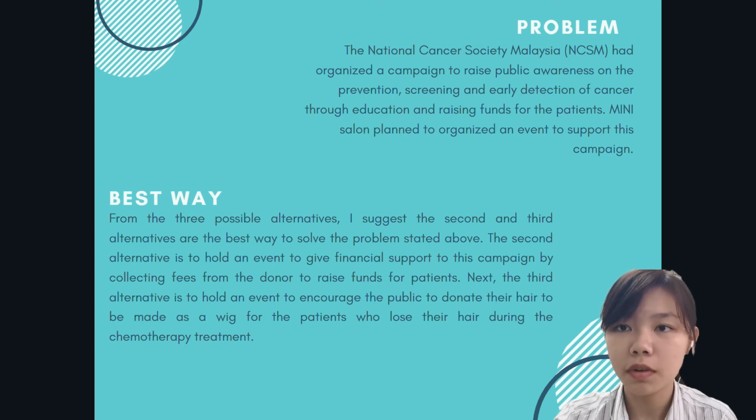From the three possible alternatives, I suggest the second and third alternatives as the best way to solve this problem. The first is to hold an event to give financial support to this campaign by collecting fees from donors to raise funds for the patients. The next is to hold an event to encourage the public to donate their hair to be made into a wig for patients who lost their hair during chemotherapy treatment.